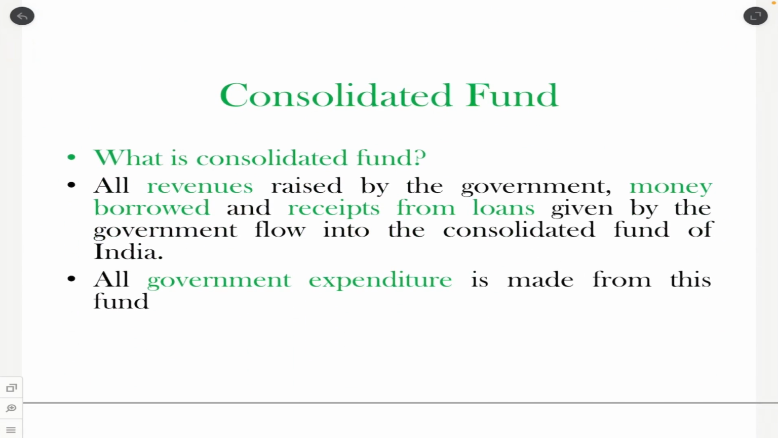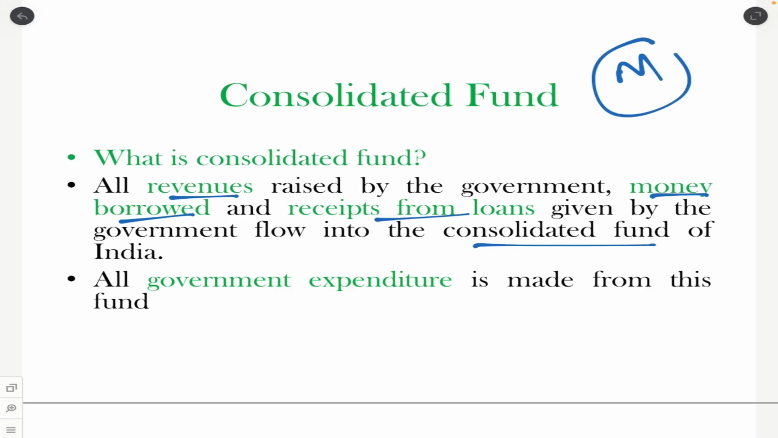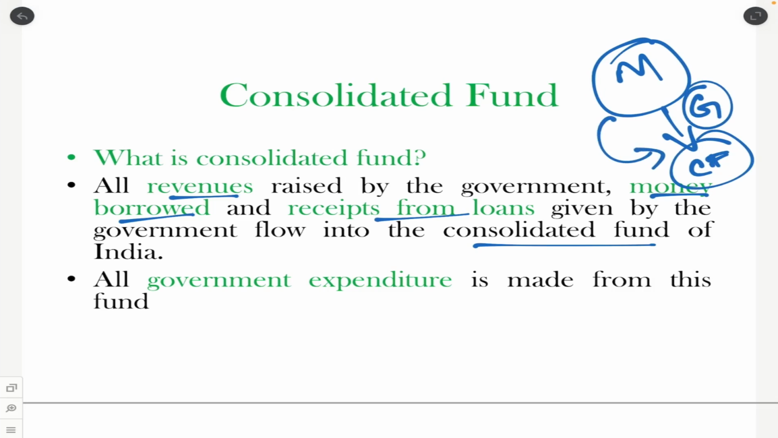Right, consolidated fund. So what is the consolidated fund all about? All revenues raised by the government, all the money borrowed, receipts from loans, and any loans the government has given that have been repaid, flow into the consolidated fund. It means that all the money the government earns should come to the consolidated fund. Very simple. All that the government earns should be deposited into one account, and that account is the consolidated fund. All government expenditure is made from this fund. So when the government has to spend, it should go from the same account.